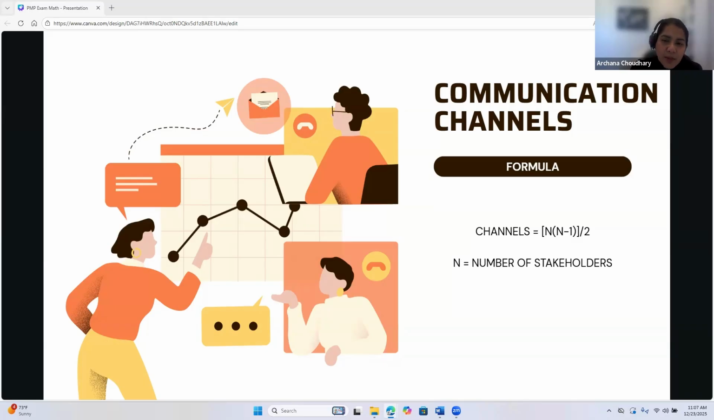In any project, communication, we know, is crucial for success. As the number of stakeholders increases, the number of communication channels grows exponentially. That's how it works. So this formula n(n-1)/2 calculates the total possible communication paths between the stakeholders. Understanding this helps the project manager anticipate communication challenges and design an effective communication strategy as well. No rocket science here, just a simple formula. Sometimes you get a very simple question, something like this as well.